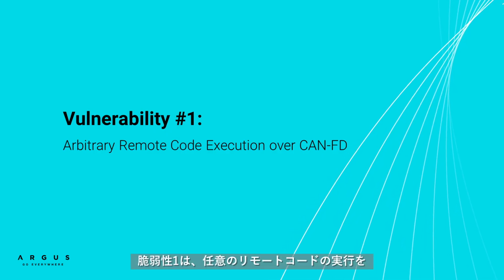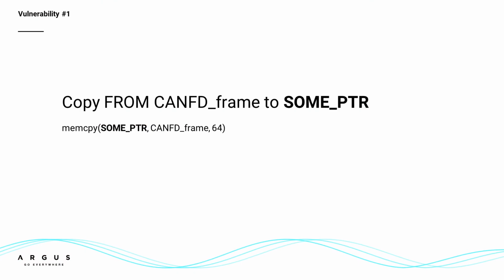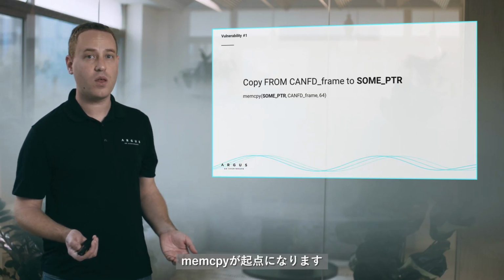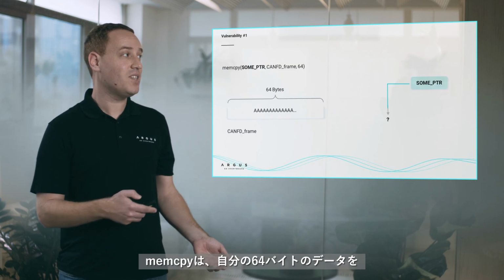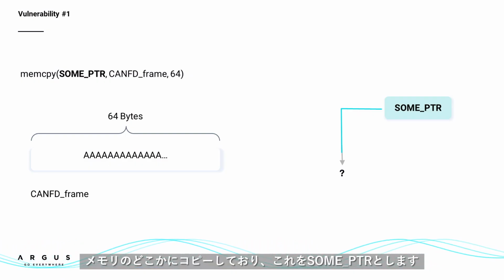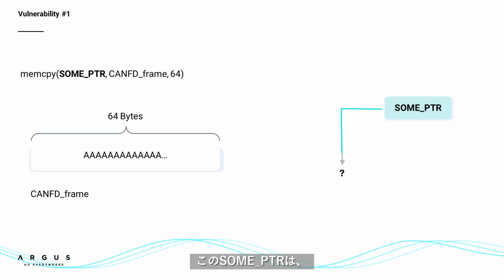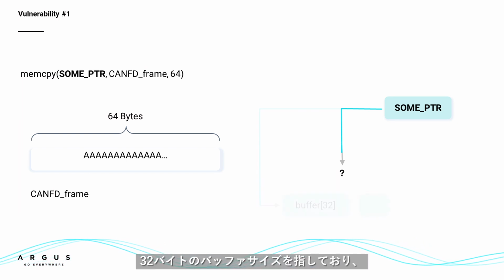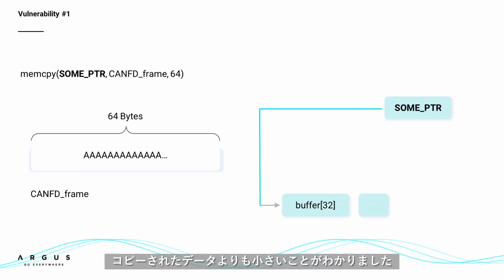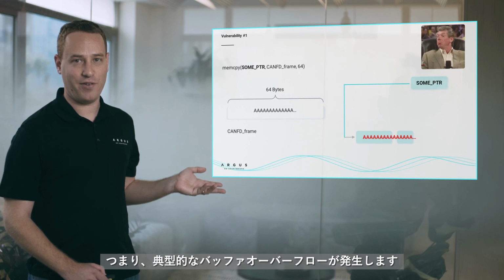Vulnerability number 1 is an arbitrary remote code execution via CANFD network access. Our vulnerability starts, just like many other vulnerabilities, with a memcopy. And this memcopy copies our own 64 bytes of data to somewhere in memory. Let's call it some PTR. Well, it turns out that this some PTR points to a buffer whose size is 32 bytes, smaller than the copied data. So we have a very classic buffer overflow.